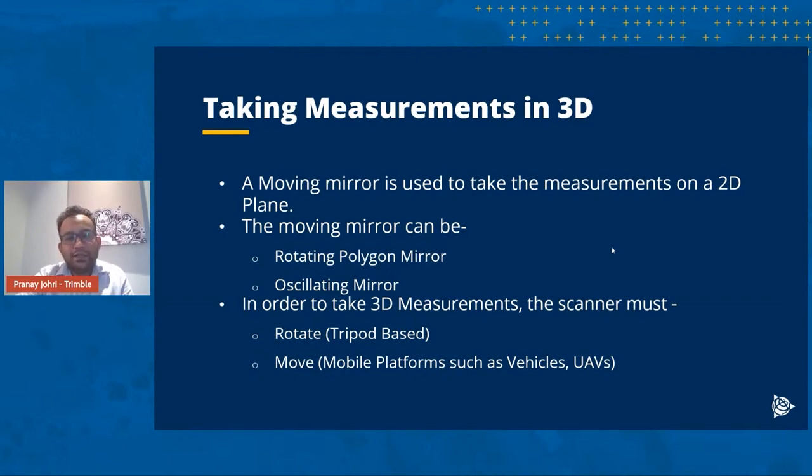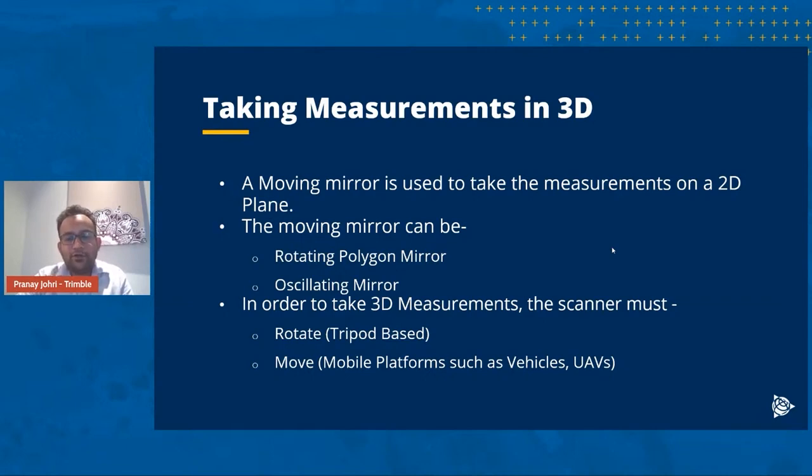For that, the laser emitting mirror has to move in a certain way. The moving mirror could either be a rotating polygon mirror, where the mirror rotates a full 360 degrees, or it could be an oscillating mirror, oscillating between certain angles, say between 0 and 120, or between 60 and 120. While the mirror is rotating, you are still seeing in one direction. And in order to take 3D measurements, the scanner must also either rotate or move.